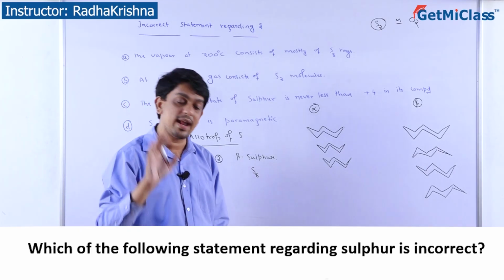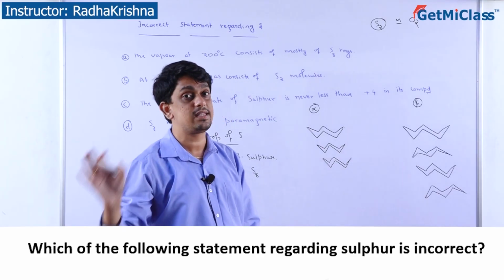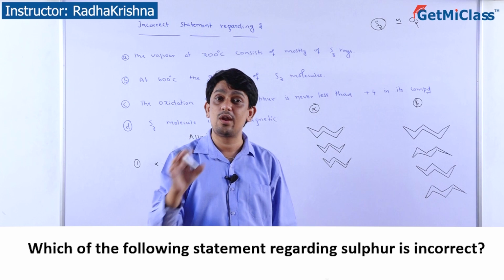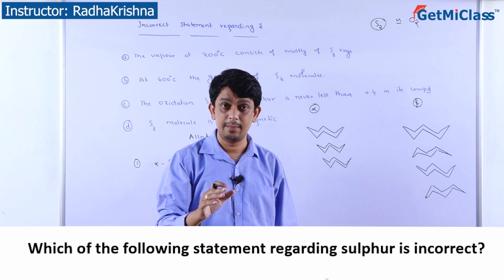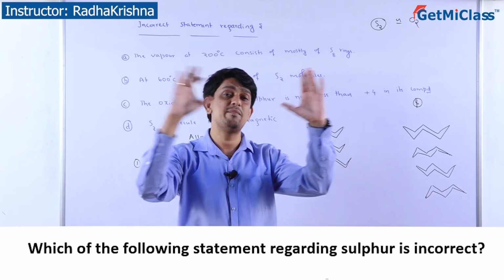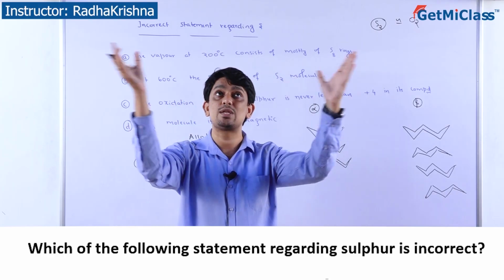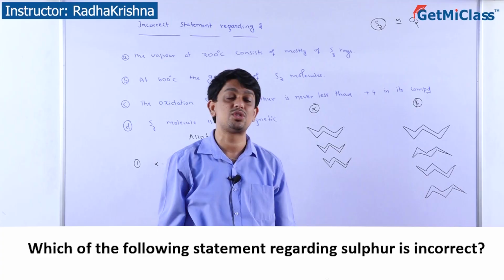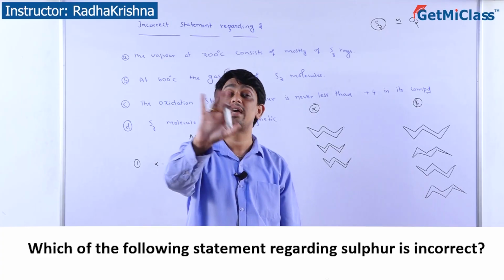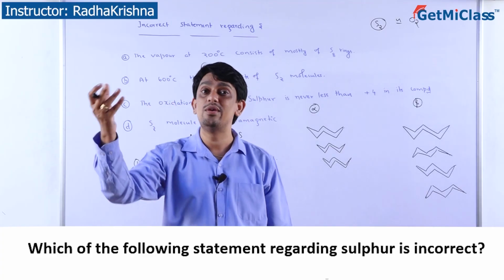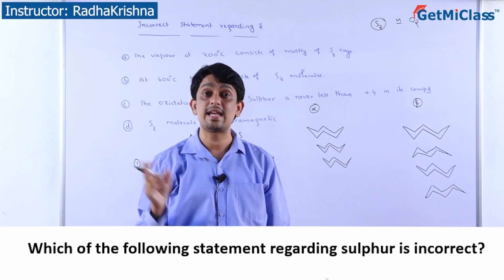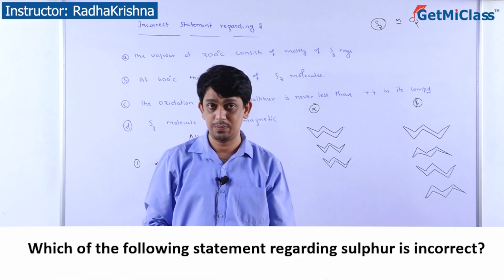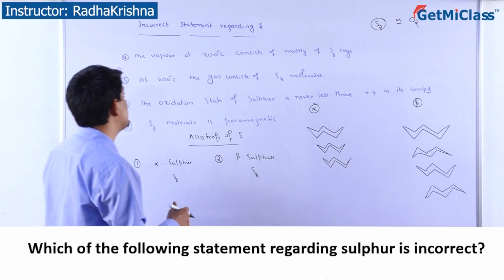Got it? So what I said is alpha sulfur S8, beta sulfur S8. You can see they only differ by the packing. At high temperature, you will see the vapors of sulfur containing S8 rings. At elevated temperatures only S2 exists. That resembles O2, where we know that O2 is paramagnetic even though it has an even number of electrons. Same for S2.